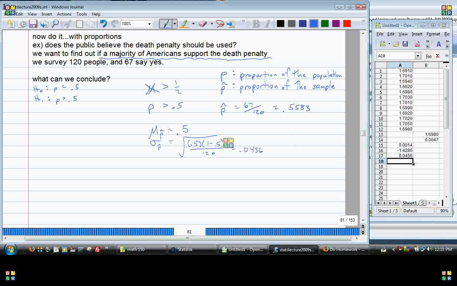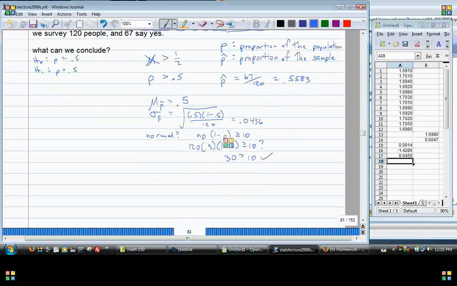Yeah, now we need to say, is it normal? So how do we find if it's normal? Right. So remember, this is a problem about proportions. When you're dealing with proportions, how do you find if something's normal? That's just the np(1 minus p). 30 is greater than 10, so you're good. So now that you know that it's normal, what do you do? Draw a picture.